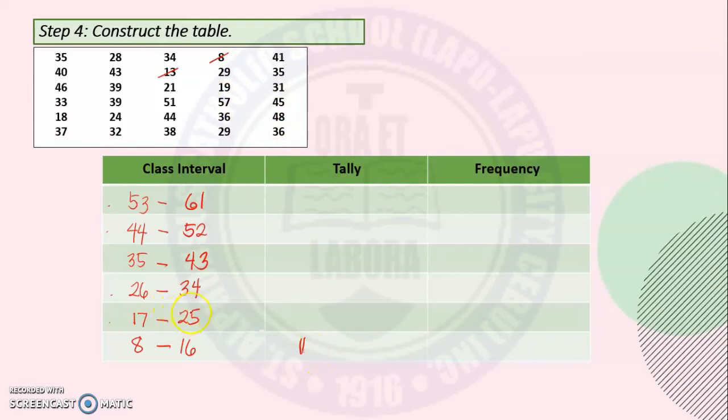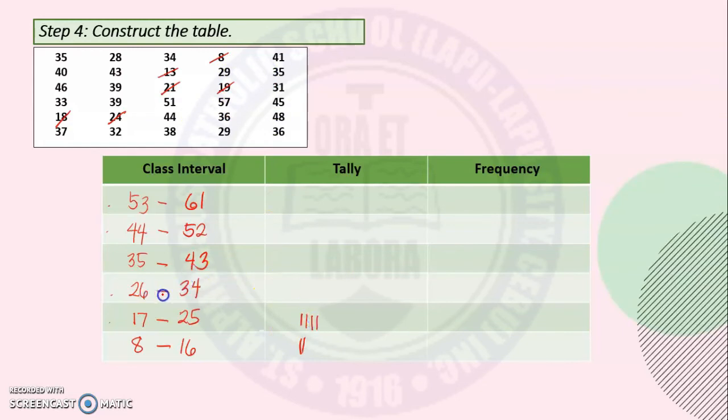Now, how about our next class? We have 17 to 25. So let's look for the numbers that belong to this interval, 17 to 25. 1, 2, 3, 4. Okay, we only have 4.